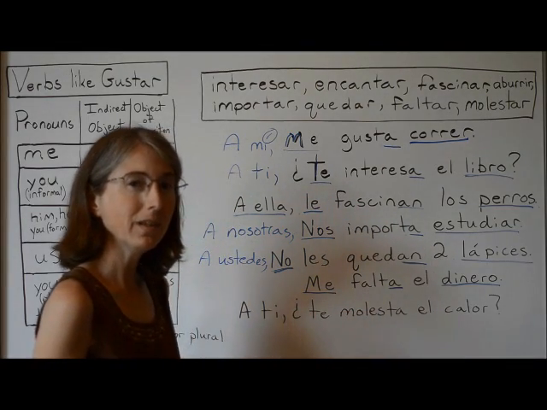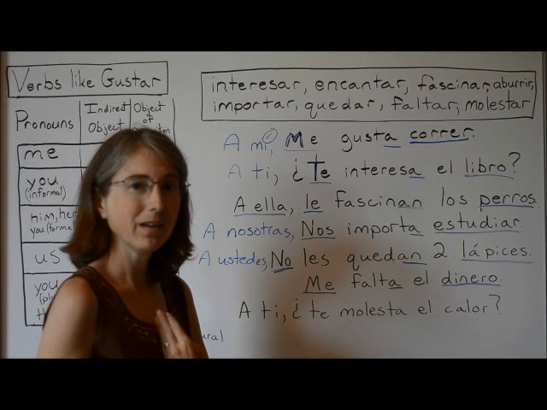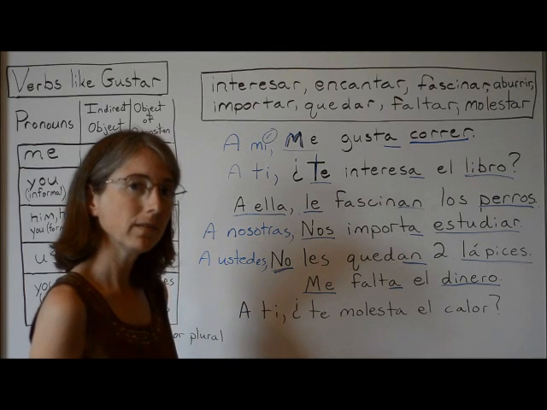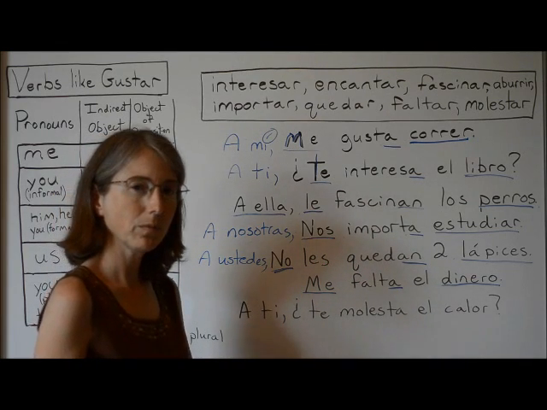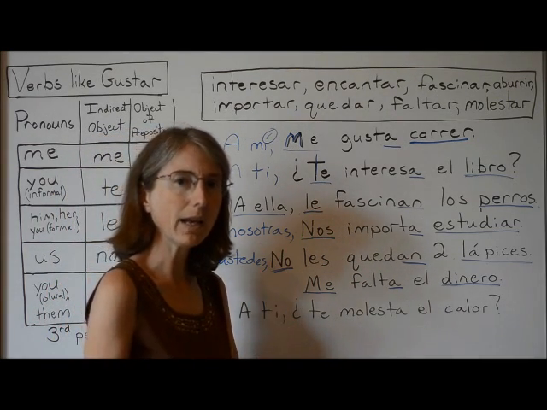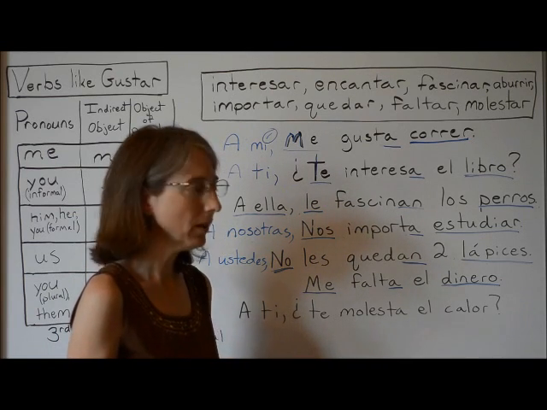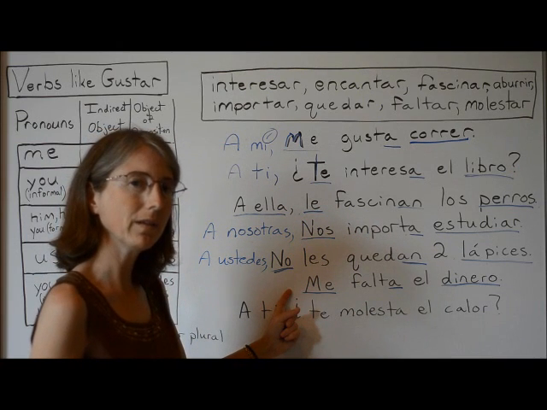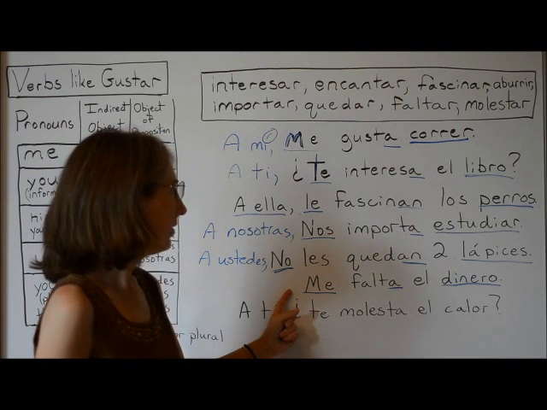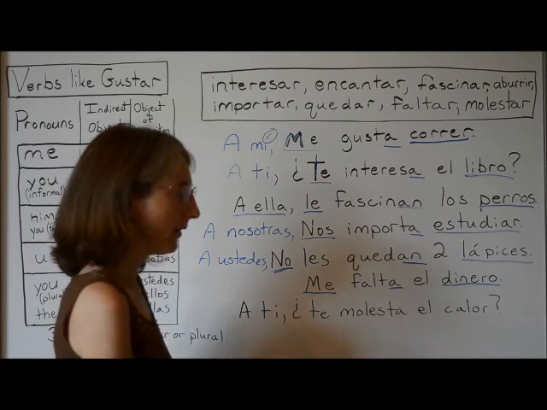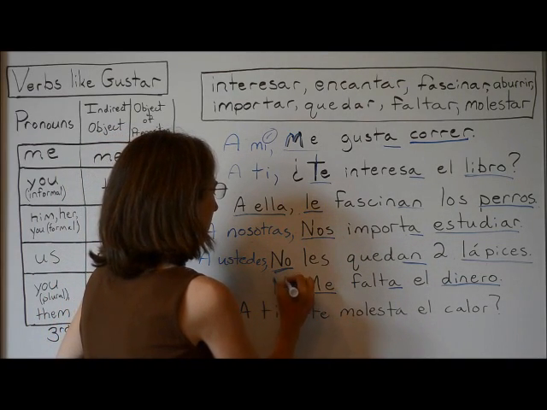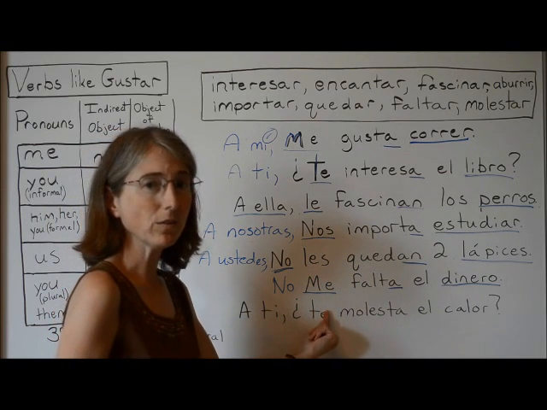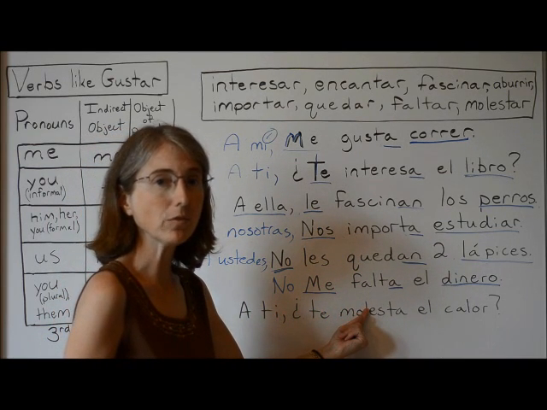Now, if we want to say, I'm not lacking money, where would we put the no? Okay? Because we know that to say I'm not lacking something, not is no in Spanish. Am I going to put it here? Am I going to put it here? We're always going to put it here. No me falta el dinero, because we don't separate the indirect object pronoun and the verb with these verbs.